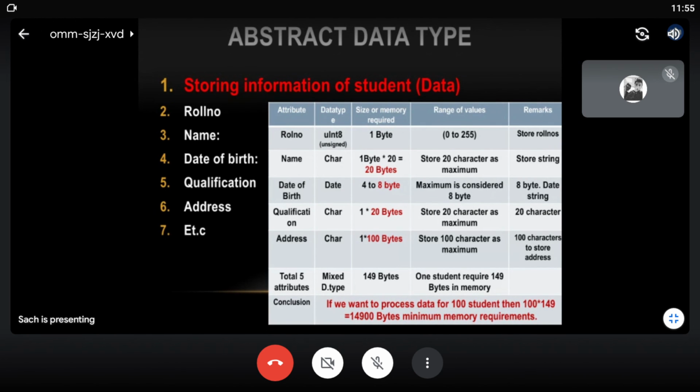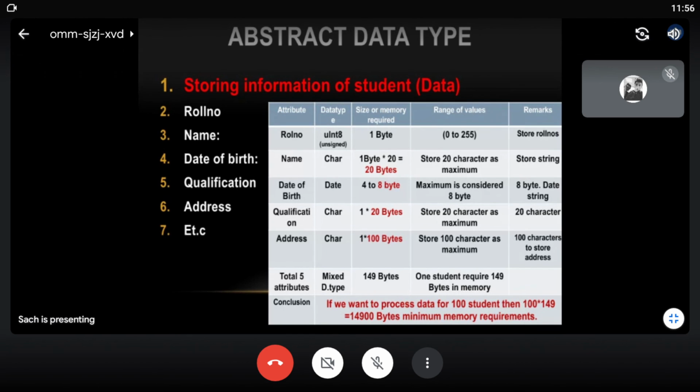Now let us estimate the memory requirement. To store the roll number, we require 1 byte of memory. Then to store name, 20 bytes. Then we require 8 bytes maximum for date. Then we require 20 bytes for qualification and 100 bytes for address. In total, we find 148 plus 1, that is 149 bytes. To store a student's information in memory, we will require at least 149 bytes for one student.